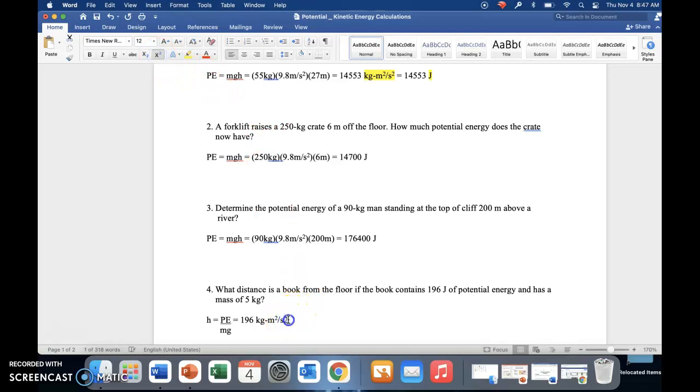Okay, so this is an example of where you need to really pay attention to your units at this point. Okay, and then we are simply going to divide that by our mass. In this case, our mass is 5 kilograms, and our gravity, as always, accelerates at 9.8 meters per second squared.